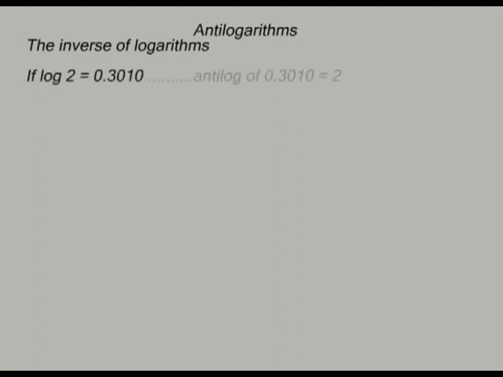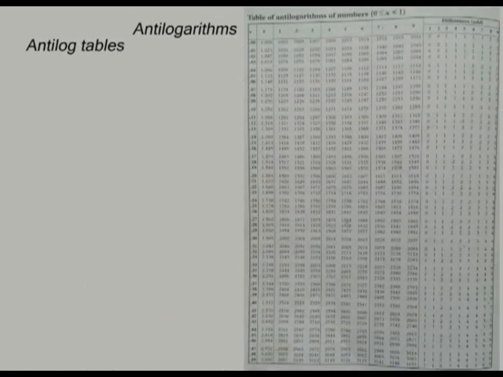Anti-logarithms. Now, anti-logarithms are simply the reverse or the inverse of logarithms. And so if log 2 is equal to 0.3010, then the antilog of 0.3010 is 2. This is written as log inverse of 0.3010 is equal to 2. Antilogs of numbers are read from the antilog tables.